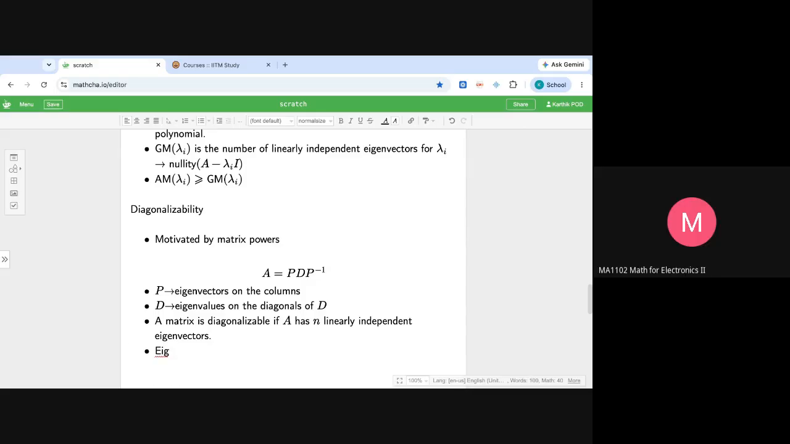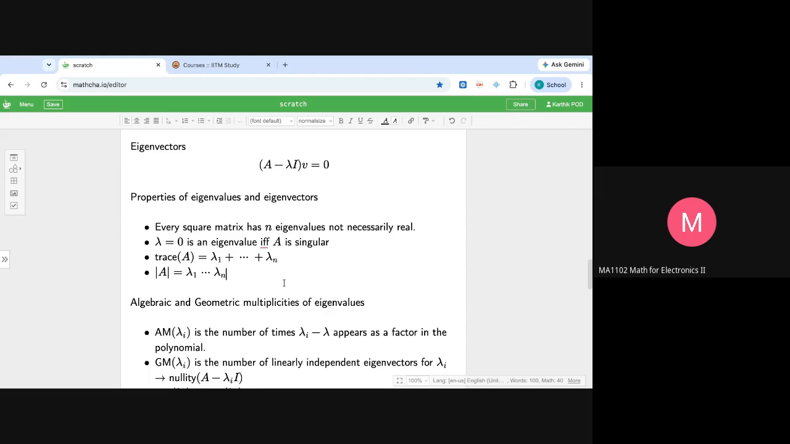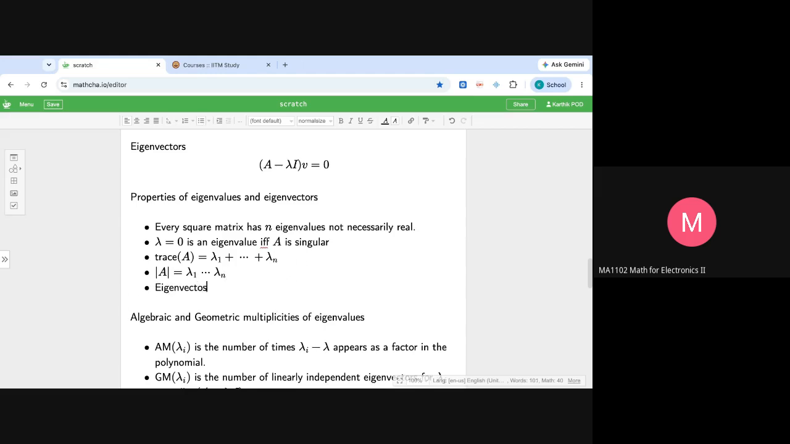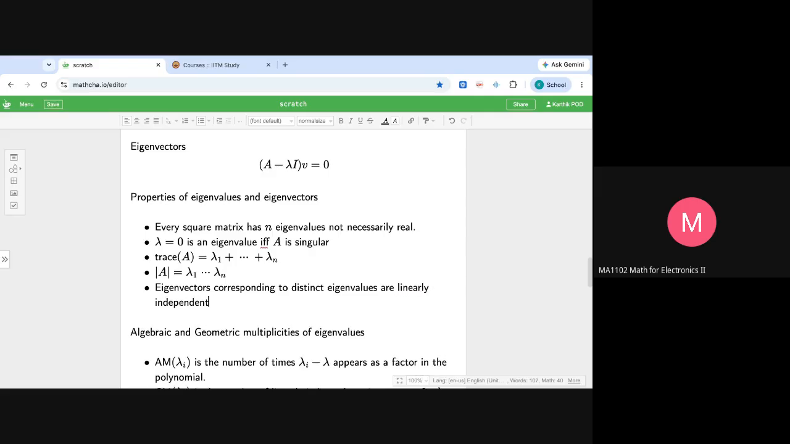So in fact, here there is one other property, right? Eigenvectors corresponding to distinct eigenvalues are linearly independent. In fact, that is what leads us to this property. So if you have distinct eigenvalues, then eigenvectors are independent, and therefore it is diagonalizable. This is true for any matrix which has distinct eigenvalues.